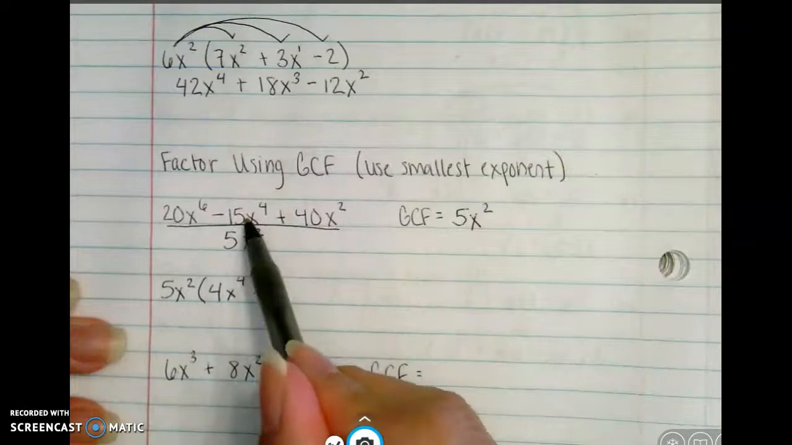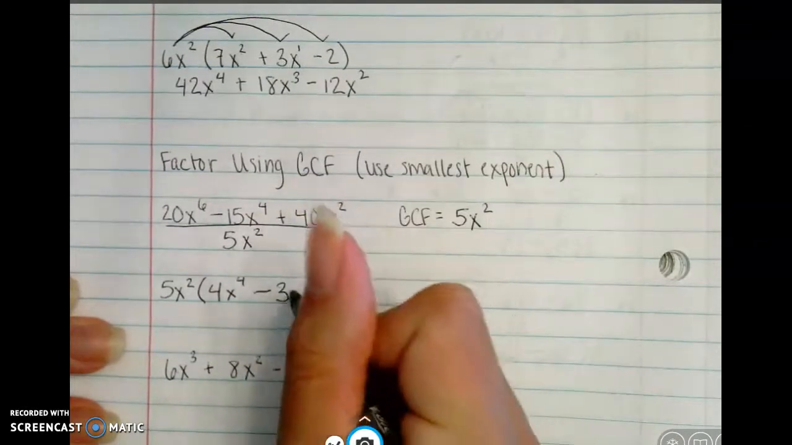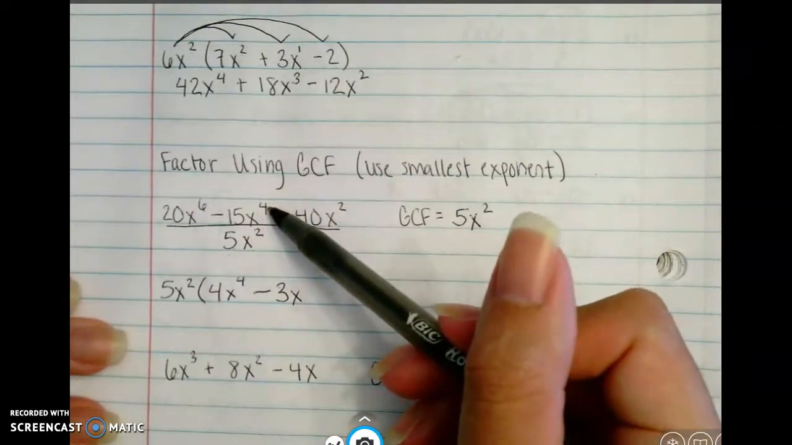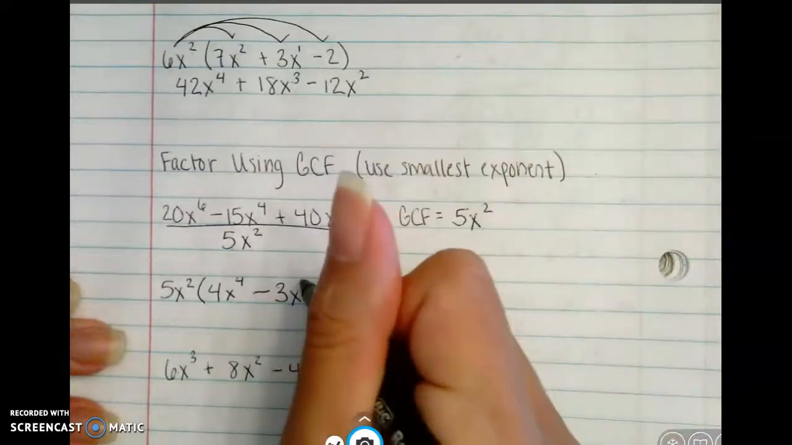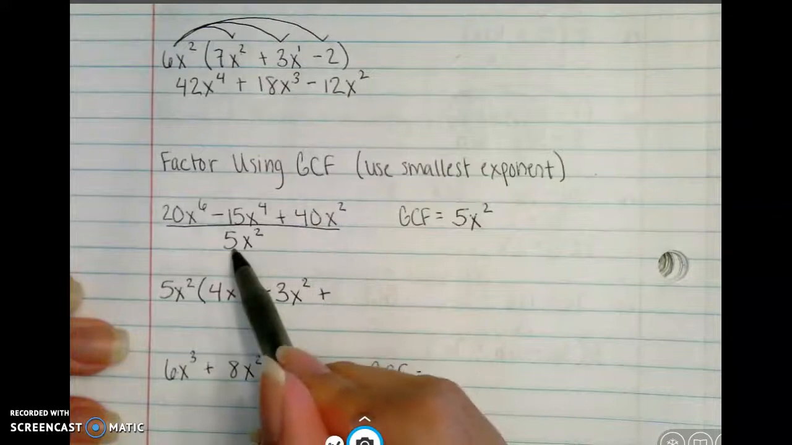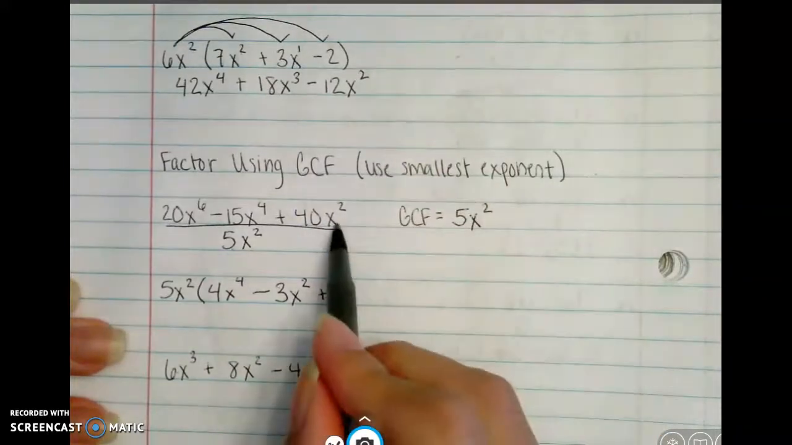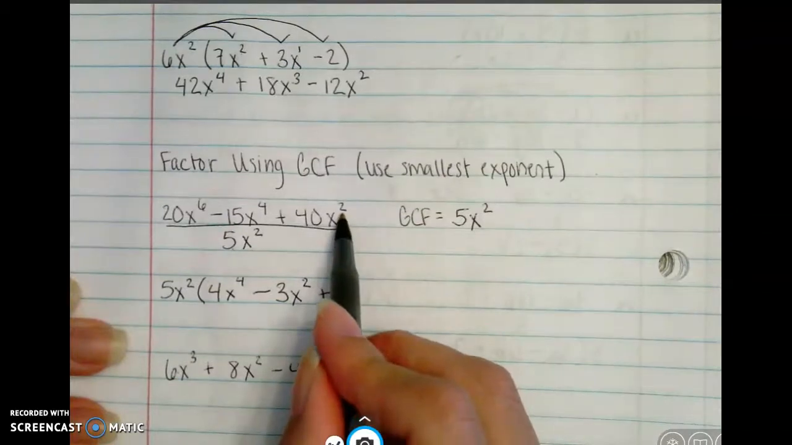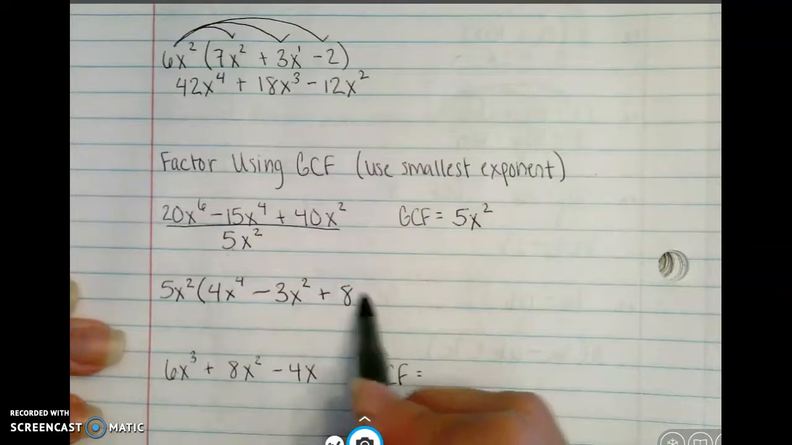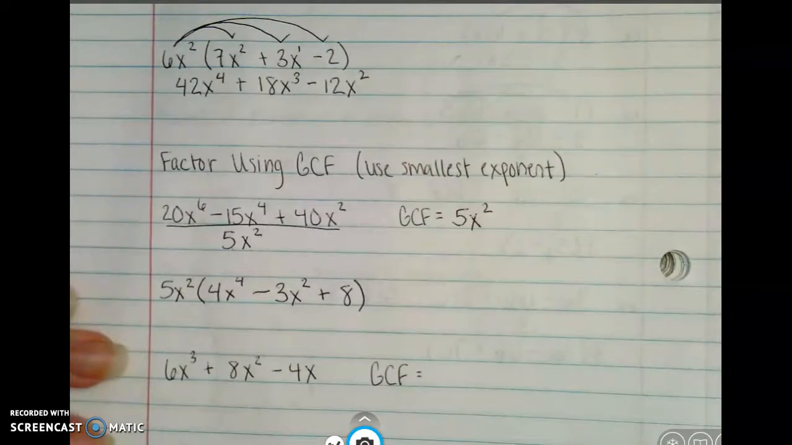Minus 15 divided by 5 is 3x. Again, we're subtracting the exponents. 4 minus 2 gives us 2, plus 40 divided by 5 is 8. And I have 2 minus 2, which would give me 0. So there's no x's after the 8. 0 x's after the 8.